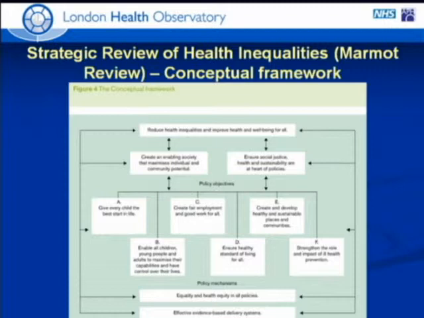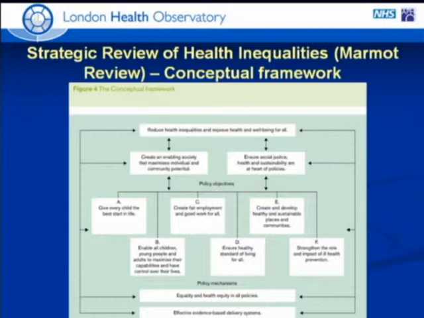So, as I said, the previous government commissioned a strategic review of health inequalities in England, and this is their conceptual framework that they came up with. I'm not going to talk about this in detail, but you can see that there are 6 policy objectives on this slide. To give every child the best start in life, to enable all children, young people and adults to maximise their capabilities, to create fair employment and good work, to ensure a healthy standard of living, to create and develop healthy and sustainable places and communities, and to strengthen the role and impact of ill health prevention.